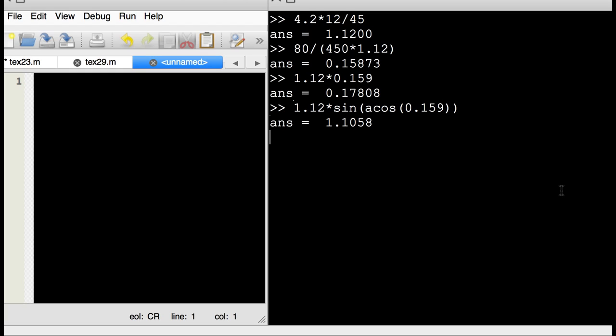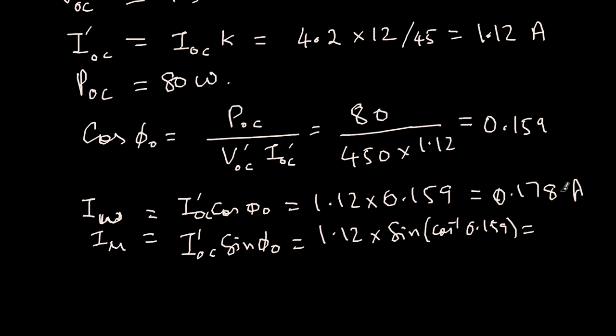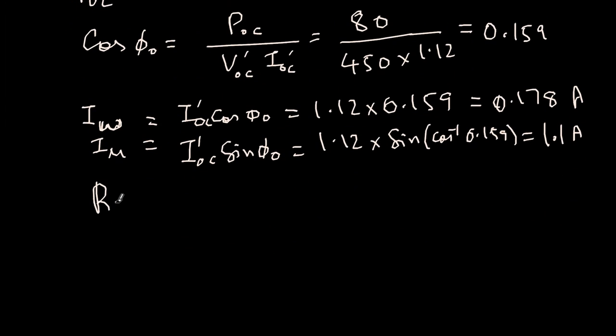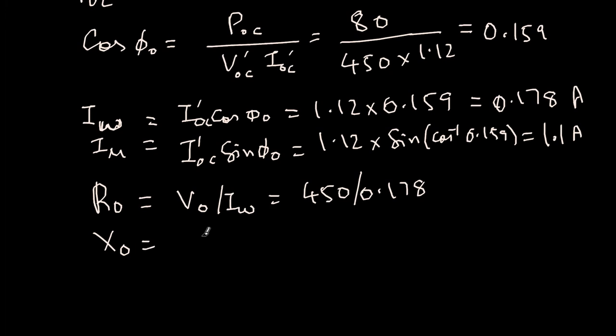I'm just finding cos inverse and multiplying. So this is 1.1, so I'll just approximate it to 1.1. Now that I have these two, I can find R naught, which is nothing but V naught by I W, that is 450 divided by 0.178, and X naught is nothing but V naught by I mu, so that is 450 divided by 1.1.